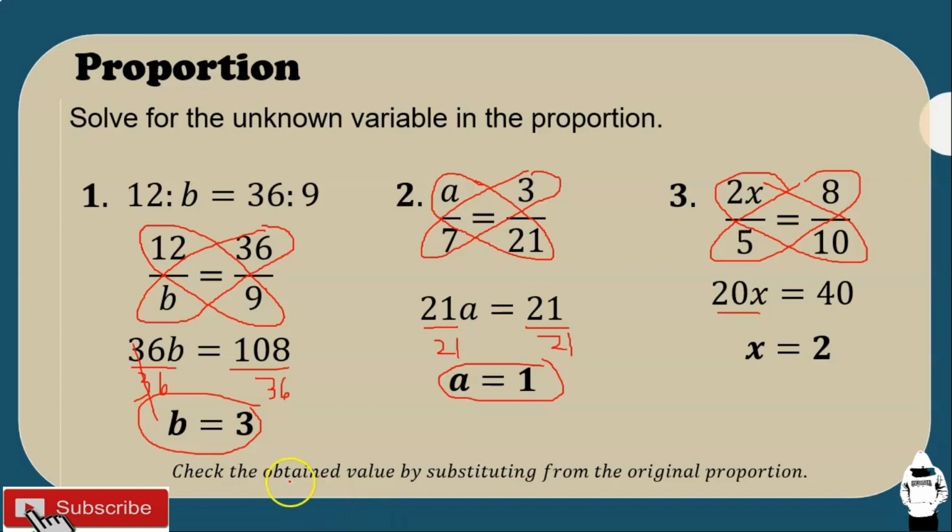And then, if we are going to check the obtained value, you need to substitute from the original proportion. So, let's try the second example. a/7 is equal to 3/21. Kapag ang a mo ay 1, ayan po. So, 1/7 is equal to 3/21. Check po natin kung equal yan. 21 times 1, that is 21. 7 times 3, it is equal to 21. So, 21 is equal to 21.